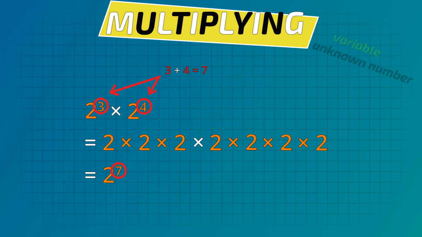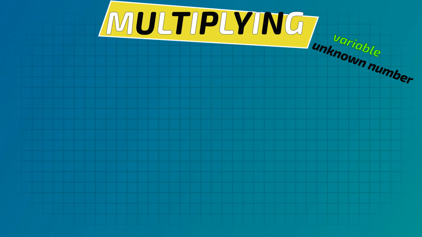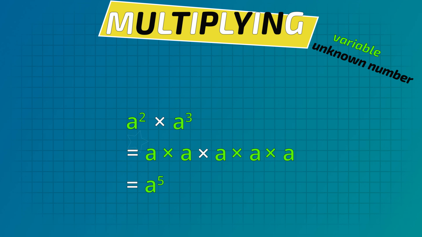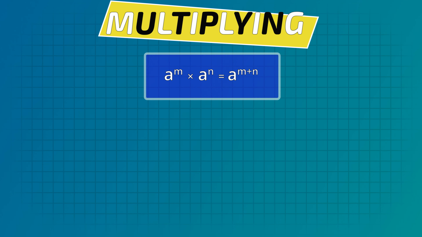Now we'll multiply with a variable, the letter a. a squared multiplied by a cubed is a to the exponent of 5. A quicker way is to add the exponents. So the second rule is, when multiplying terms with the same base number, we add the exponents.